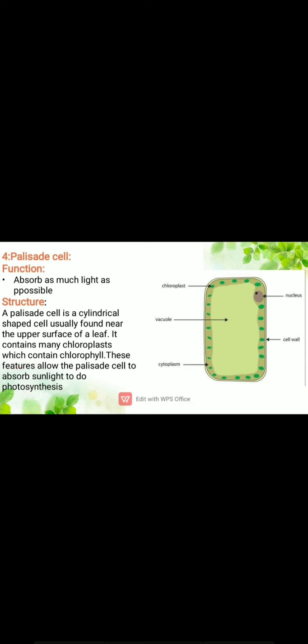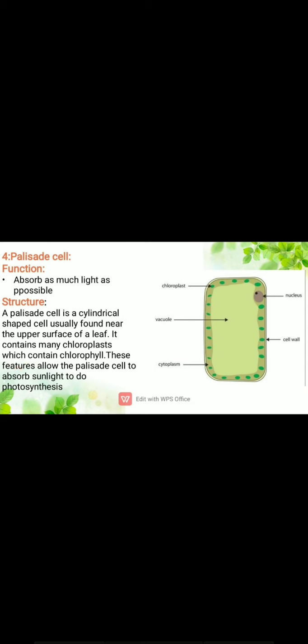The first example of a type of plant cell is the palisade cell. The function of the palisade cell is to absorb as much light as possible. And what is the structure of the palisade cell? The palisade cell is a cylindrical shaped cell usually found near the upper surface of a leaf. It contains many chloroplasts which contain chlorophyll, and these features allow the palisade cell to absorb sunlight to do the process of photosynthesis.